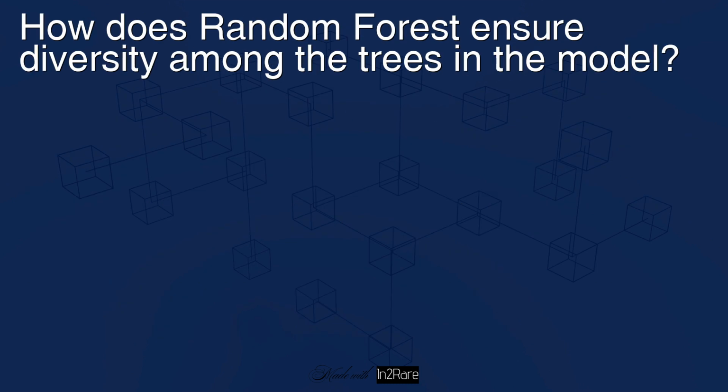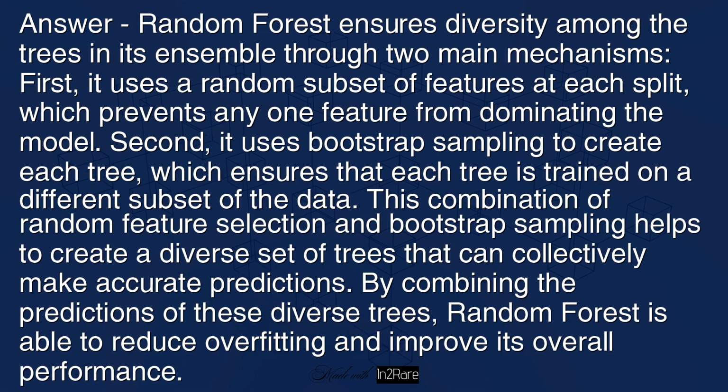How does random forest ensure diversity among the trees in the model? Answer: random forest ensures diversity among the trees in its ensemble through two main mechanisms. First, it uses a random subset of features at each split, which prevents any one feature from dominating the model. Second, it uses bootstrap sampling to create each tree, which ensures that each tree is trained on a different subset of the data. This combination of random feature selection and bootstrap sampling helps to create a diverse set of trees that can collectively make accurate predictions. By combining the predictions of these diverse trees, random forest is able to reduce overfitting and improve its overall performance.